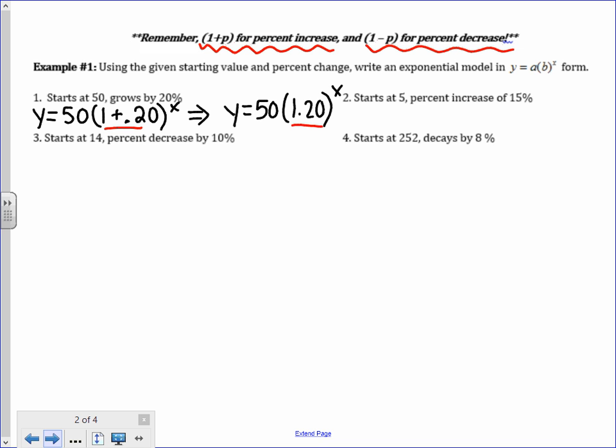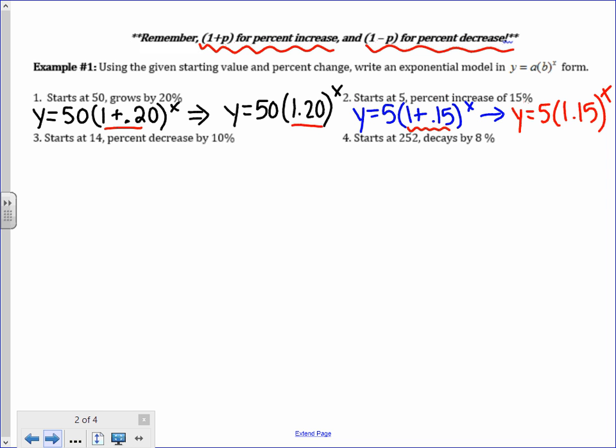All right, let's try number 2. We're going to write an equation that starts at 5, so y equals 5, and there's a percent increase of 15%. So that means I'm going to have 1 plus 0.15 to the x. Now if I want to, again, I can rewrite that expression by changing the 1 plus 0.15 to 1.15. Just as a simplified form of the original expression.